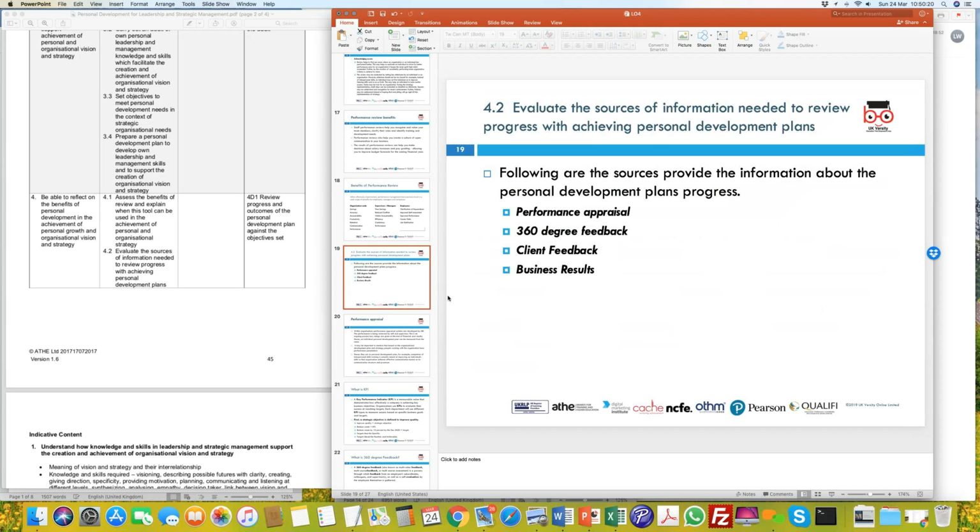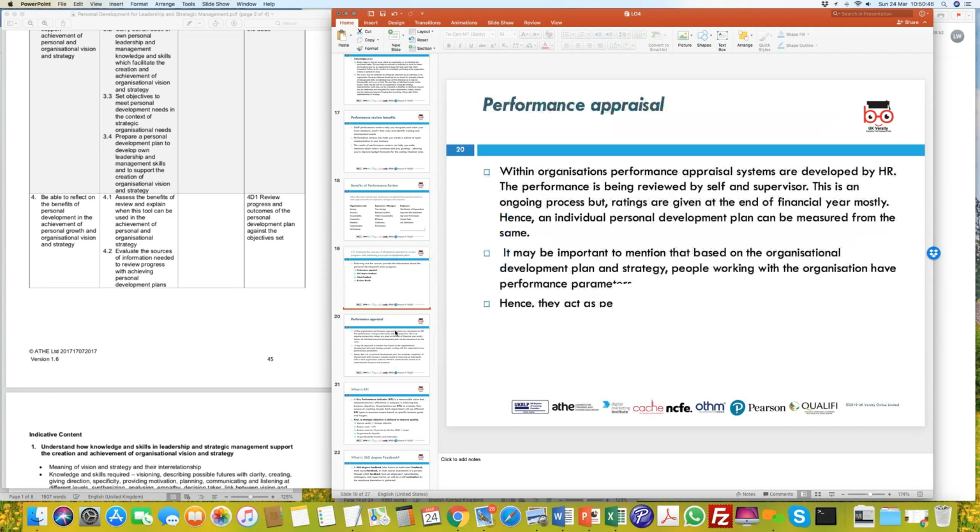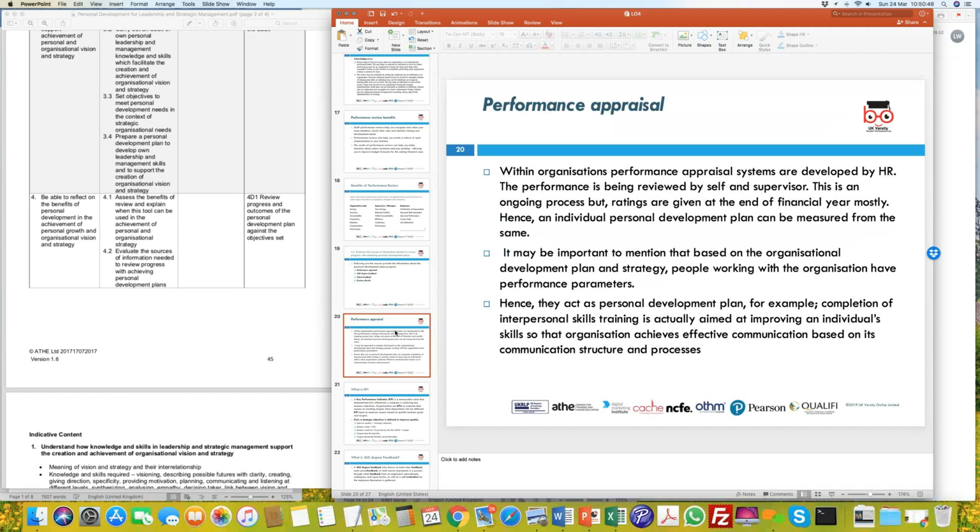Let's look secondly at the second assessment criteria, which is the sources of information through which you get the key data to be able to do reviews and then put corrective action plans in place. Broadly, these are the sources of information: performance appraisals, 360-degree feedback, client or customer feedback, and obviously what results the employees have been able to achieve against their objectives set.